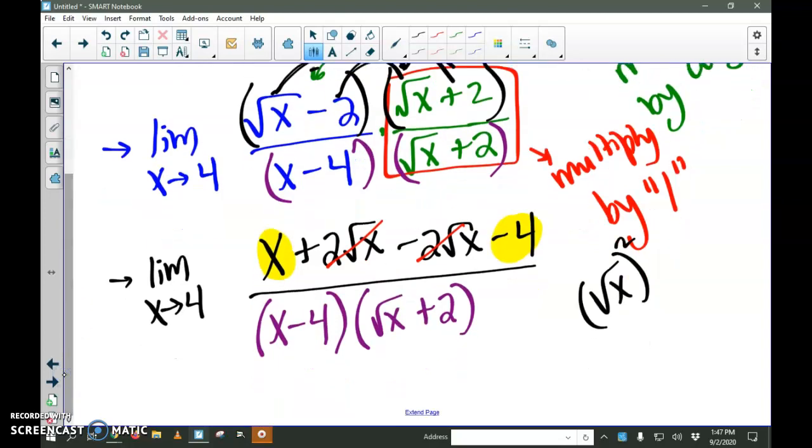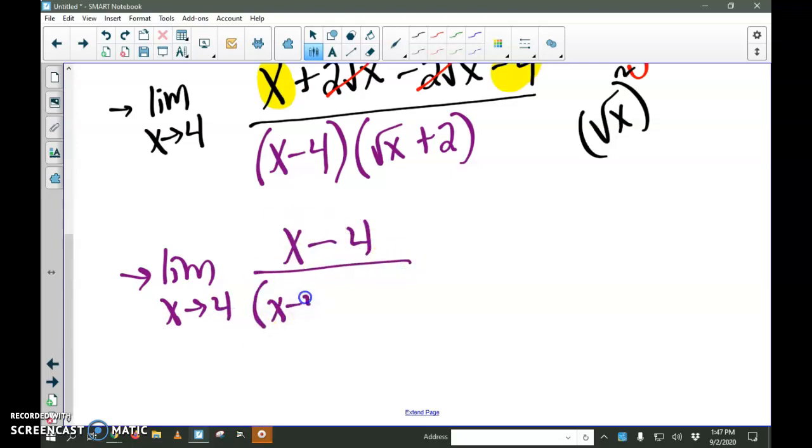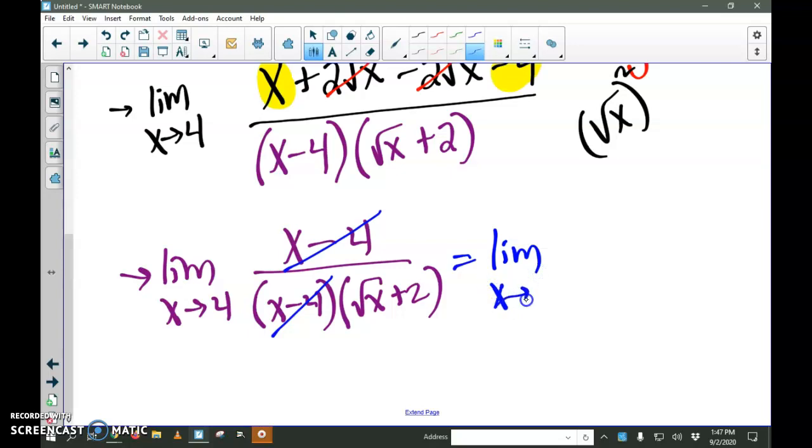And look, here's the reason why. When I go to rewrite this expression, I have not applied my limit yet, so I need to write the limit. I'm left with x minus 4 in the numerator. Oh, look! One of my factors in the denominator is x minus 4. That's cool, because the x minus 4 in the numerator divides with the x minus 4 in the denominator. Still not substituting. Got to write that limit. I'm left with 1 divided by square root of x plus 2.